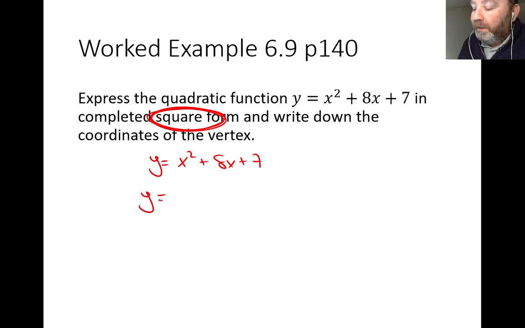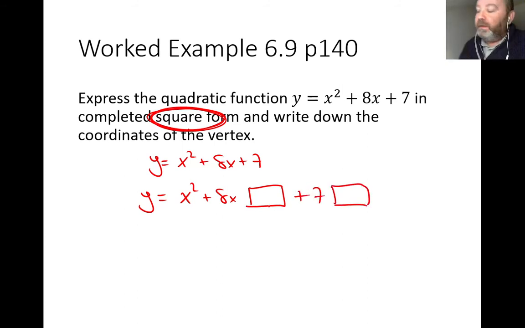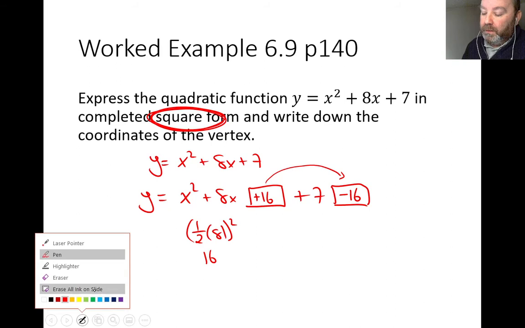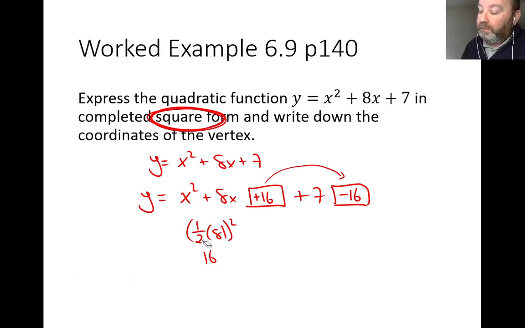How do I do that? y equals, keep the x terms together, then leave a space, then plus 7, then leave a space. Now how do I fill the first space? Go to the coefficient of x, half of 8, and then square it. So half of 8 is 4, and 4 squared is 16. So 16 goes in here, but because I have added in 16, I need to neutralize it with a minus 16. And now I'm beginning to get the form that I'm looking for.